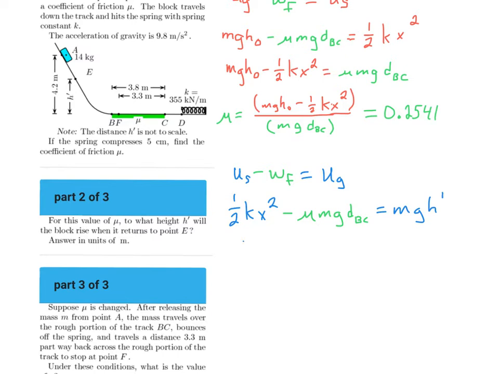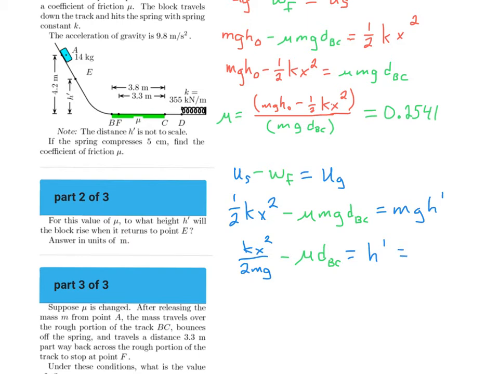So let's see what it comes out to. So I get kx squared over 2. Now when I divide by mg, I'm going to go ahead and just distribute it. I'll divide mg to the left. Nothing cancels out in that part. But over here in the green section, we're going to do mu mg times the distance, and we're going to divide that by mg. So the mg's will cancel out, and what I'm left with here is mu times the distance between B and C. That is going to be equal to just h prime. At this point, we can plug in our numbers and get an answer.